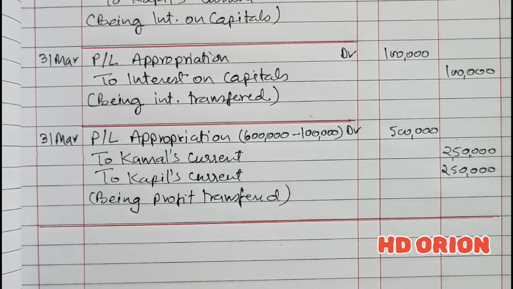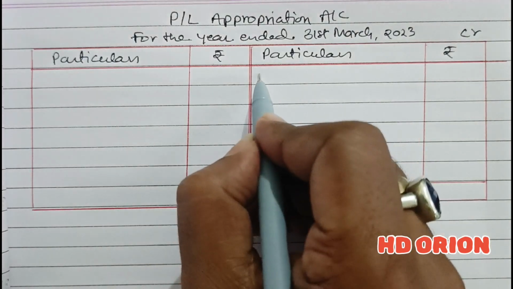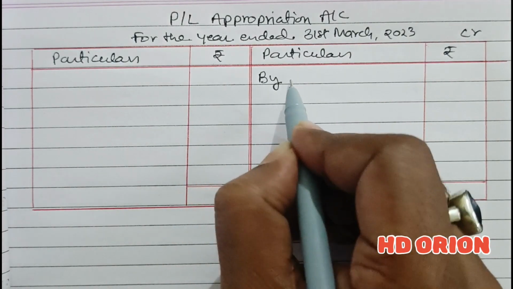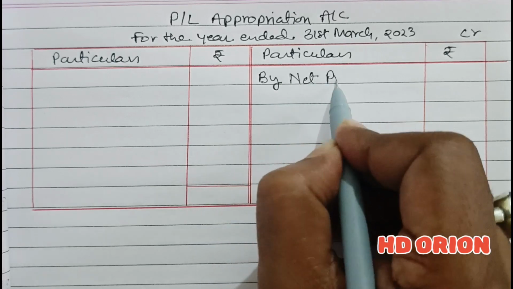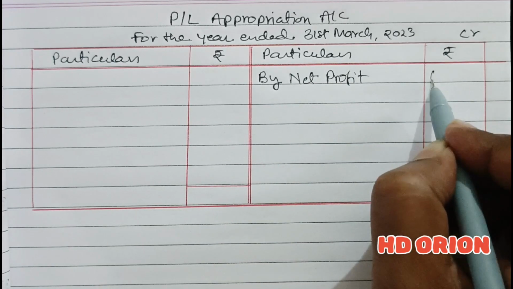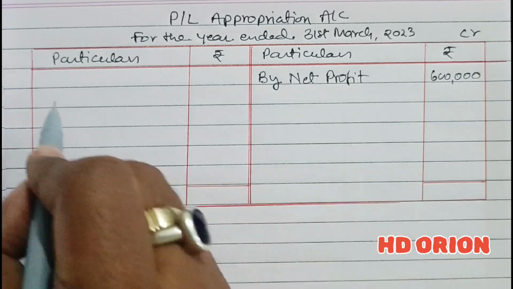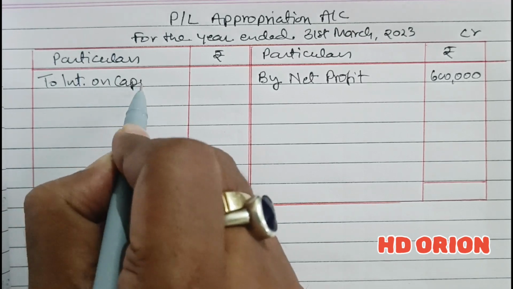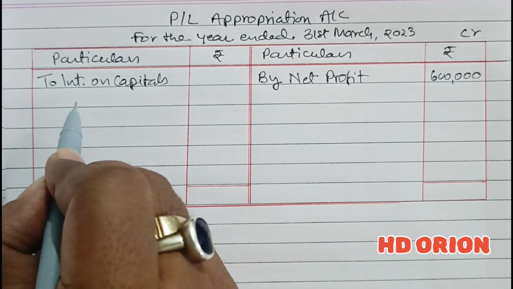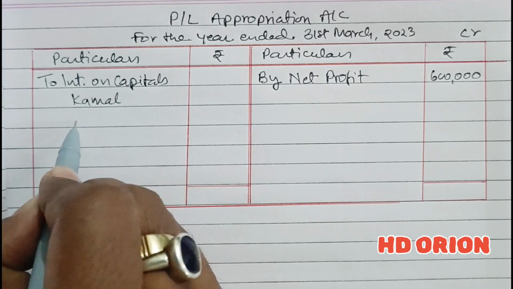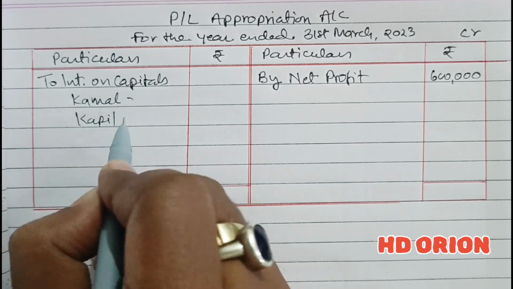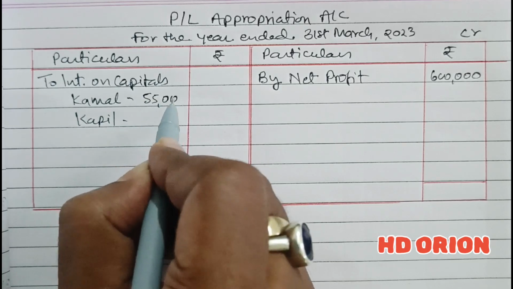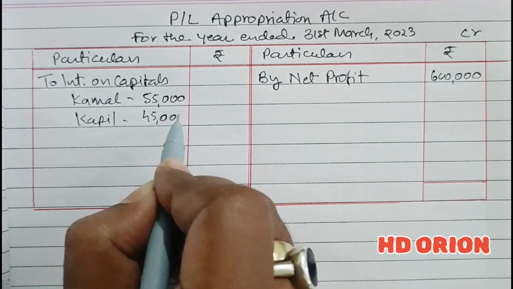Now we also have to prepare profit and loss appropriation account. So let us prepare profit and loss appropriation account. So in profit and loss appropriation account, on the credit side, we will transfer net profit. Net profit is always a credit balance and it is 6 lakh. And we have apportioned it in the form of interest on capitals. For partner Kamal and Kapil, the amount is 55,000 for the first partner and 45,000 for the second partner.